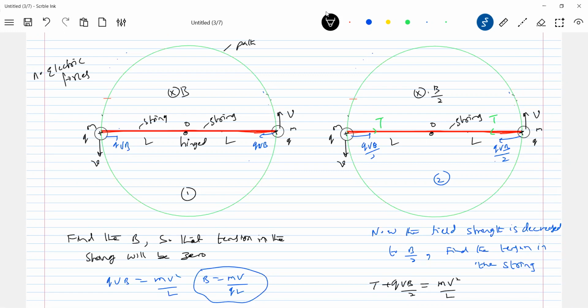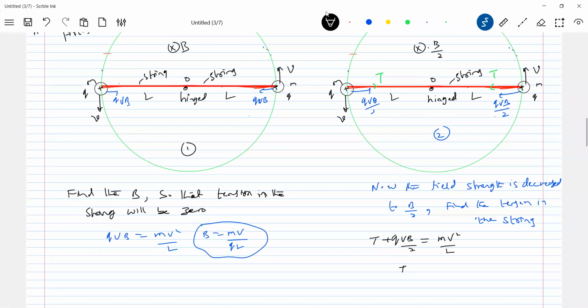Okay, some questions have connected strings with friction, anything. It's a very generalized topic. Only that Lorentz force F equal to QVB is what you must know. The remaining, they can bring any basic situation. So QV by 2, B is what? MV by QL. Tension is equal to mv square by 2L.